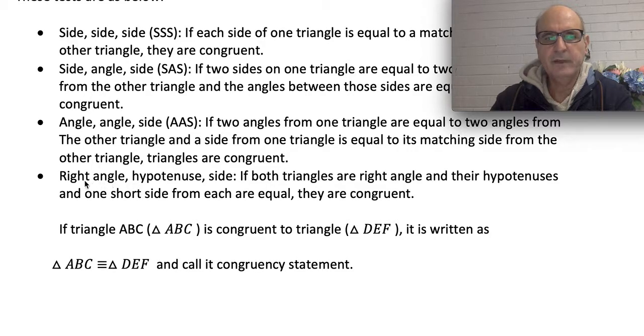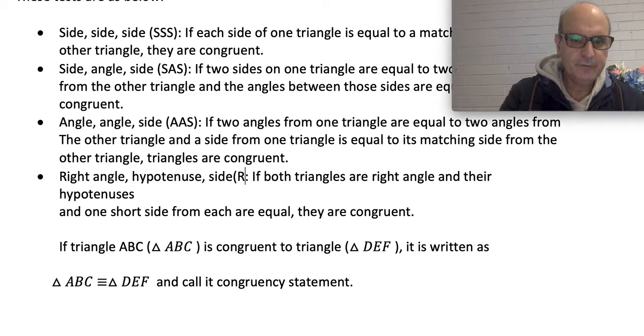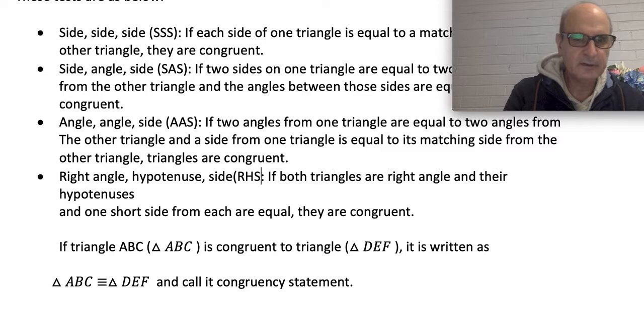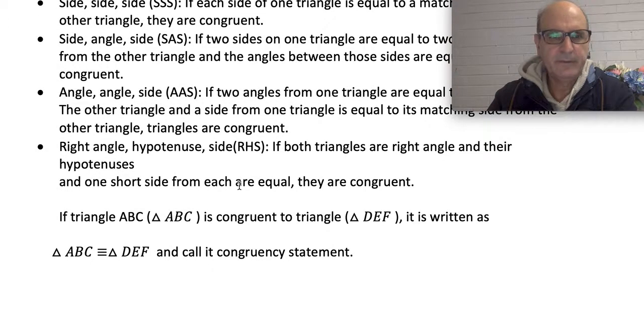And finally, it is about comparing two right angle triangles. If you have right angle triangles, this test is called RHS, and that means if you have two right angle triangles and their hypotenuses are equal, and one of the shorter sides from the two triangles also is equal, then they are congruent.